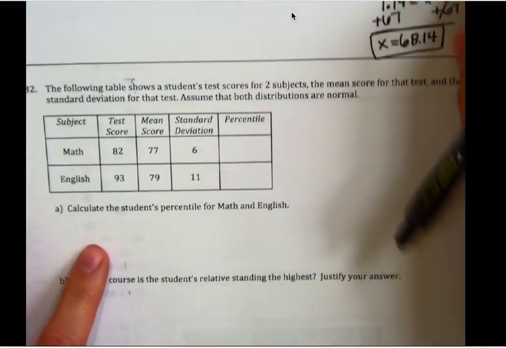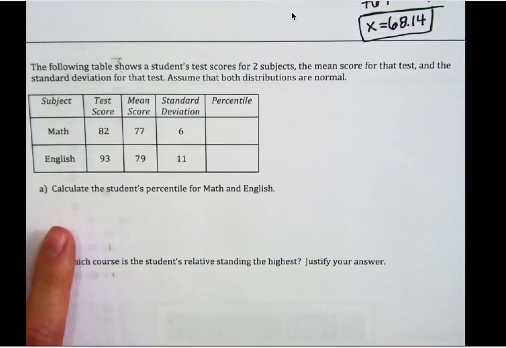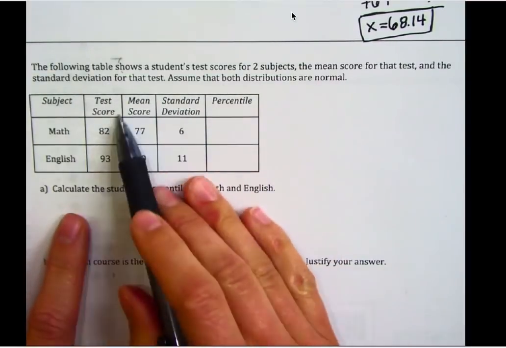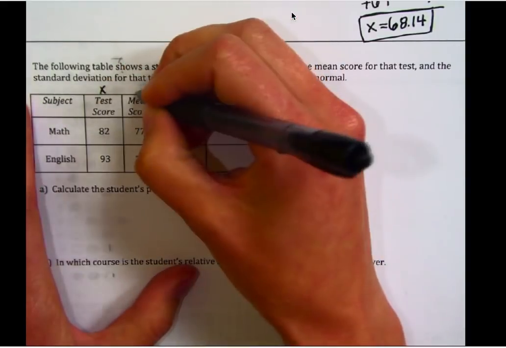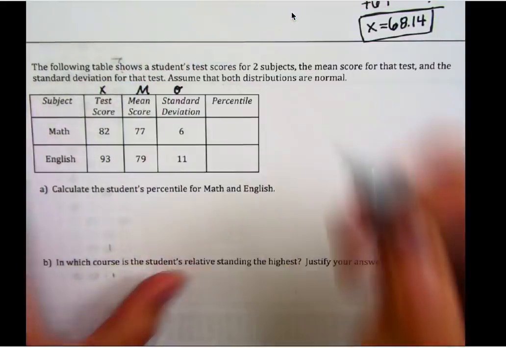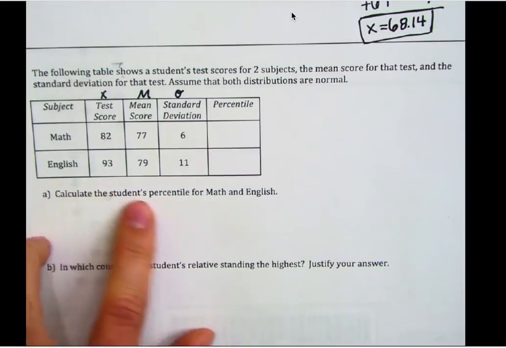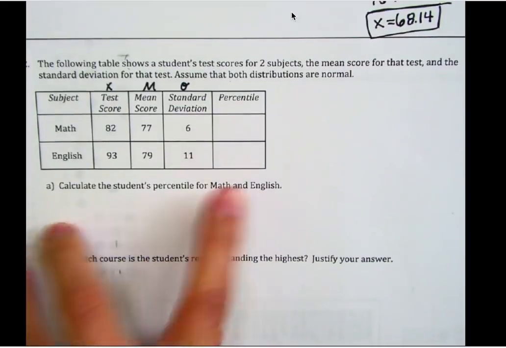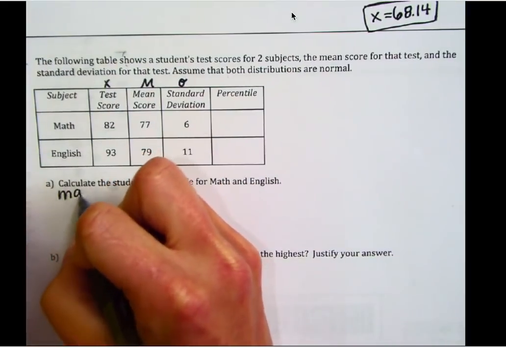Okay, number 32. The following table shows a student's score for 2 subjects. It shows the mean scores and the standard deviation. So they're giving us a value, they're giving us mean, and they're giving us standard deviation for 2 different test scores and 2 subjects. So we are going to calculate the student's percentile for math and for English. So let's go ahead and do math first.